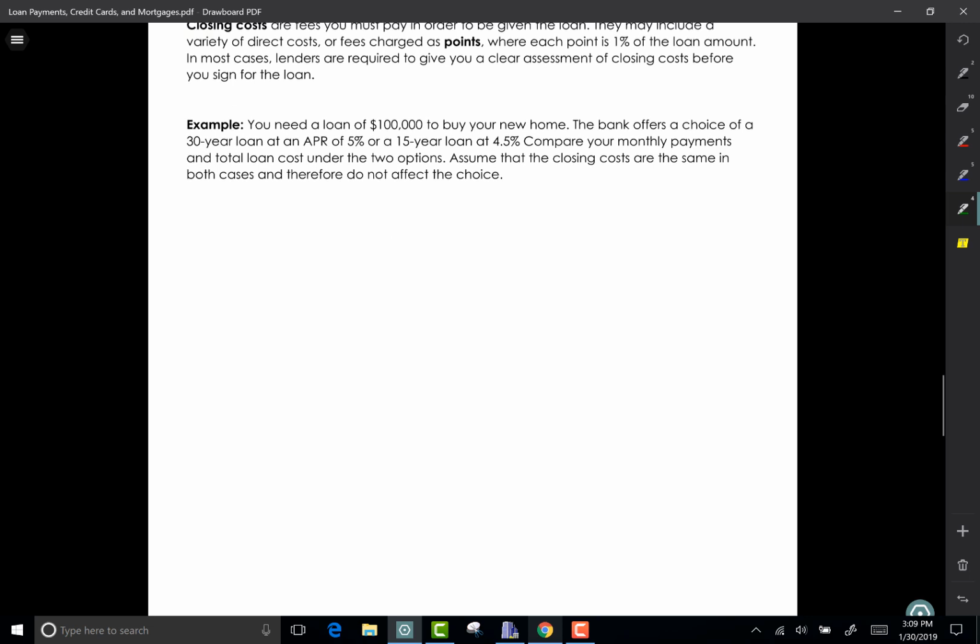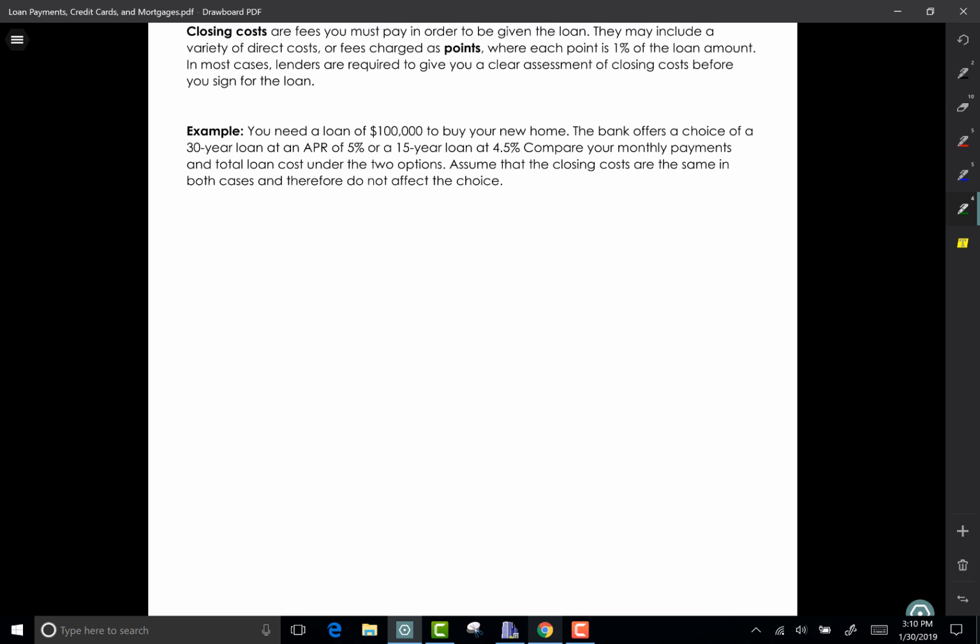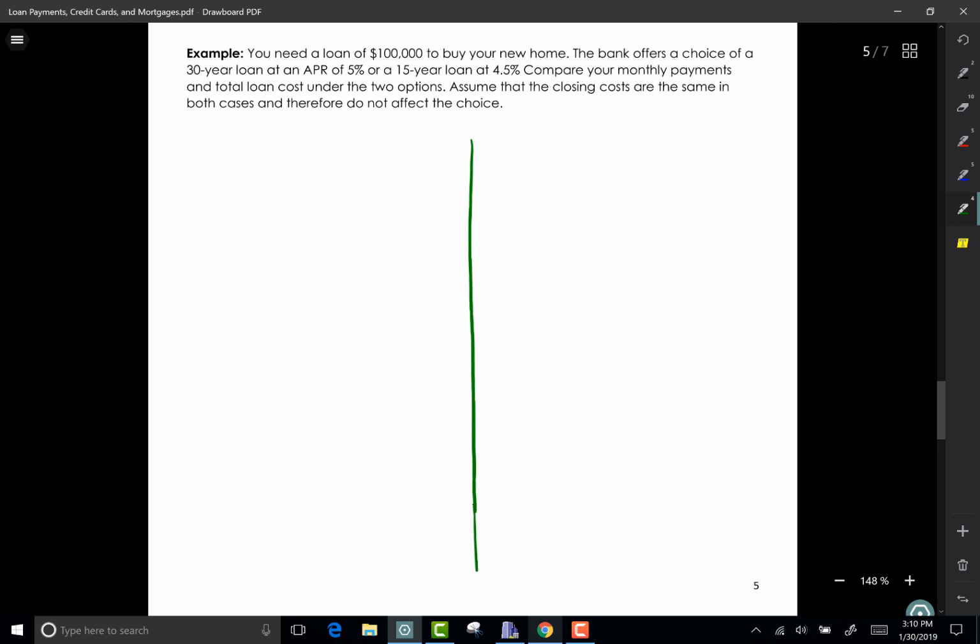Let's see. So the first example says you need a loan for $100,000 to buy a new home. The bank offers a choice between a 30-year loan at an APR of 5% or a 15-year loan at 4.5%. Compare your monthly payments and the total loan cost. Okay, so we have the 30-year loan at 5%, and we have the 15-year loan at 4.5%.